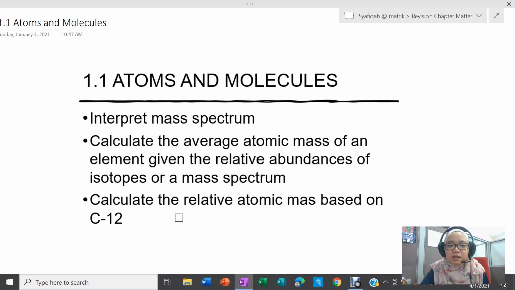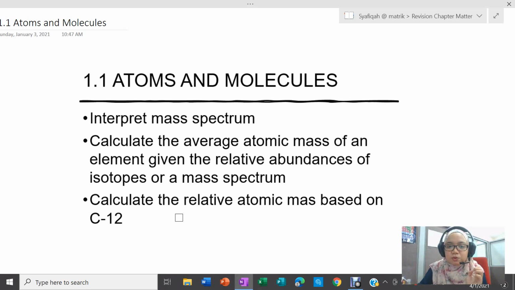The last learning outcome is how to calculate the relative atomic mass based on carbon 12. How do you calculate the relative atomic mass? First you calculate the average atomic mass, then compare it with the carbon 12 mass, 1 over 12 times 12. We are going to do that after this.